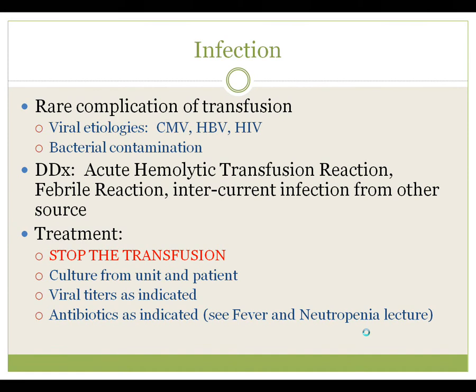The treatment of this, again, is to stop the transfusion. Once again, written in red, because this is one of the basic golden rules of transfusion reactions, as you heard me discuss in transfusion video 1. We culture the unit and we culture the patient. It's important to get peripheral vein cultures from the patient, not peripheral blood from the central line. Viral titers are indicated, and antibiotics are indicated. For the dosing of these antibiotics, look at the fever and neutropenia video from the UNMC Pediatrics night course.